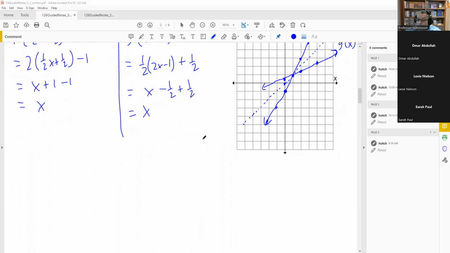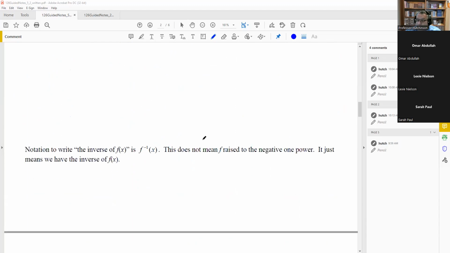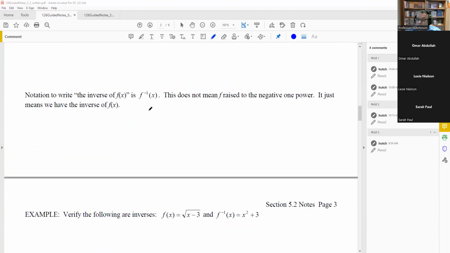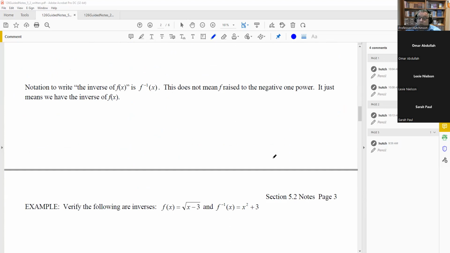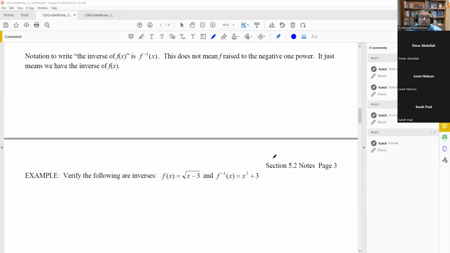So there's one like that in there that you'll look at. So again, as I mentioned earlier, the notation to write the inverse of f is this one right here. It's just formally writing f⁻¹(x). Again, this does not mean that you're raising f to a -1 power. That's just the notation you'll have for the inverse. So that's what the little -1 means. Whenever you see that, it means inverse, not -1 power.